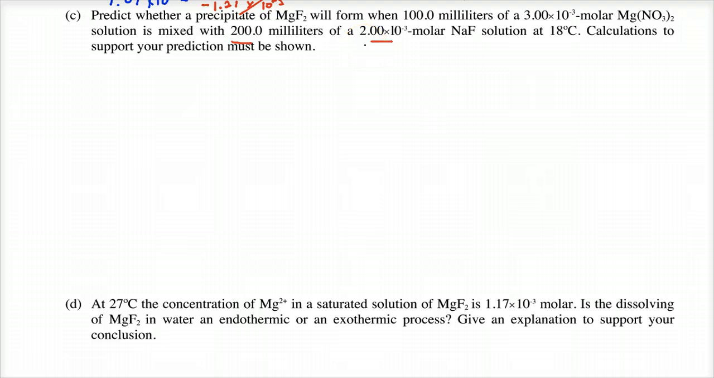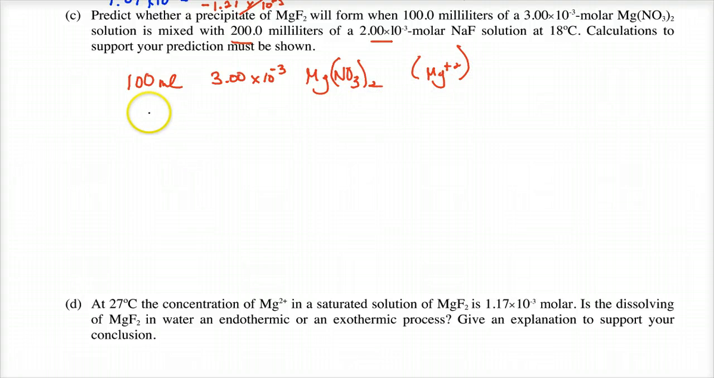And what you're doing here is, so you understand, you are going to mix two solutions. You're taking 100 milliliters of 3.0 times 10 to the negative 3, and that's magnesium nitrate. And you should all know that nitrates are soluble, so you really are adding Mg plus 2 ions into the mix. And then you're also adding 200 milliliters of a 2.0 times 10 to the negative 3 molar solution of sodium fluoride. And notice the temperature is staying constant, so we can use the same Ksp. This is also soluble, so you're really adding fluoride ions.